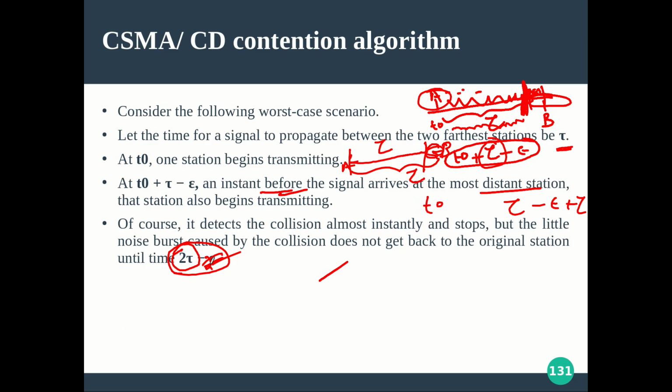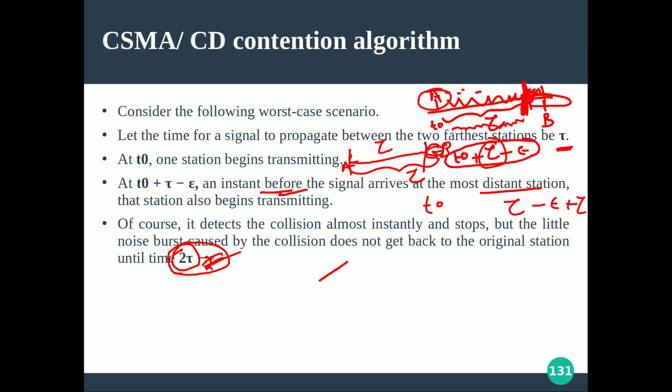Okay. So this much time is needed for the collision to be detected by A. In the sense, A has the mechanism for collision detection, but the collision signal has to reach A, and then only A can start detecting it, right? So that will happen after 2 tau, that much time only.